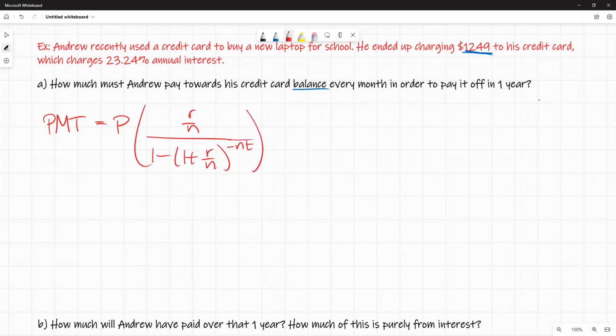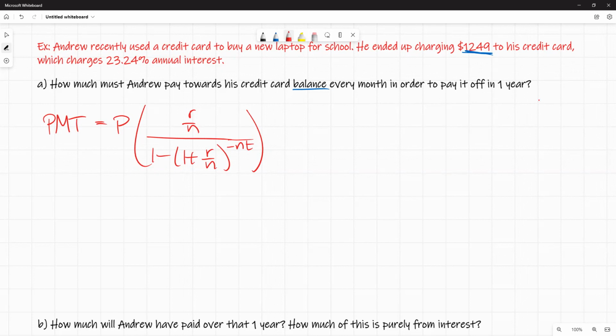Like we talked about above, I can put capital N here in place of NT. I don't really want to because I'm not given the number of payments. That capital N is only for convenience in the formula above. Here we're just going to leave it as NT.